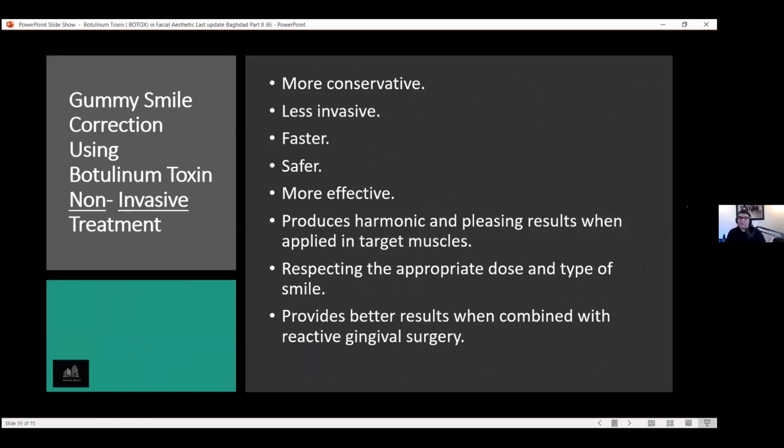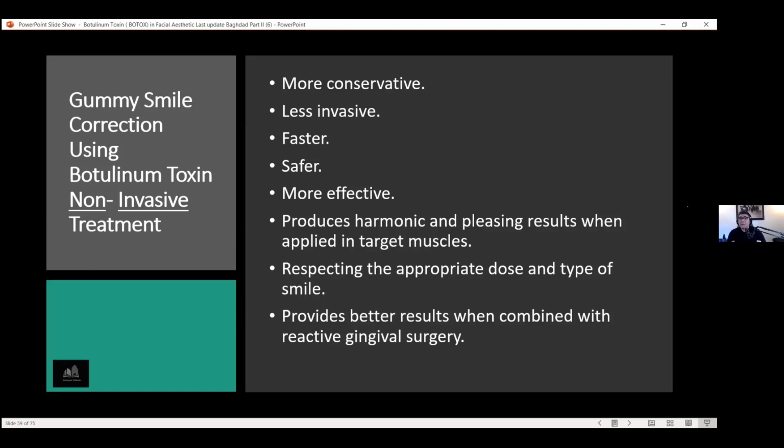Of course, he will think this is more conservative, because non-invasive, faster and safer. There are no dramatic changes. If something makes your patient dissatisfied, maybe you're going to wait 3 to 6 months and everything will go back. More effective sometimes, of course.